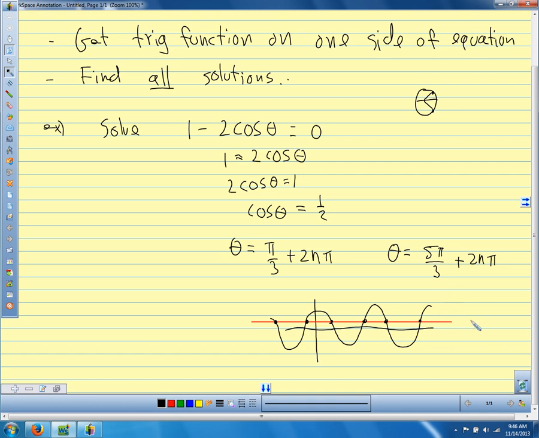And we can keep going and keep going and keep going, and that's what this 2nπ does for us. So this would be π/3. This would be π/3 plus 2π. This would be 5π/3, 5π/3 plus 2π. So that would get us all of our solutions.